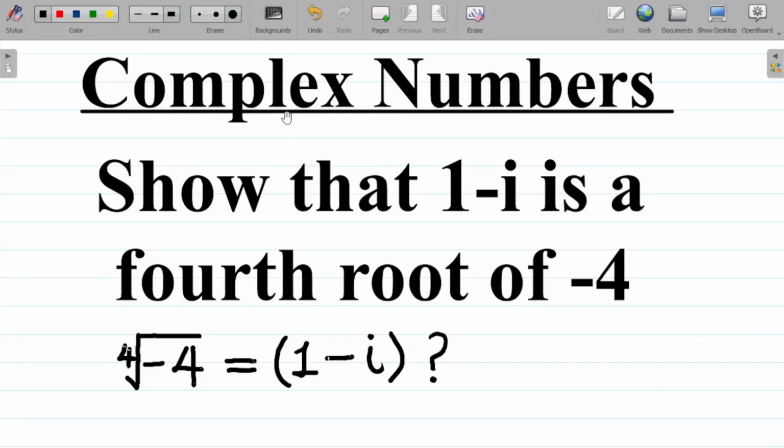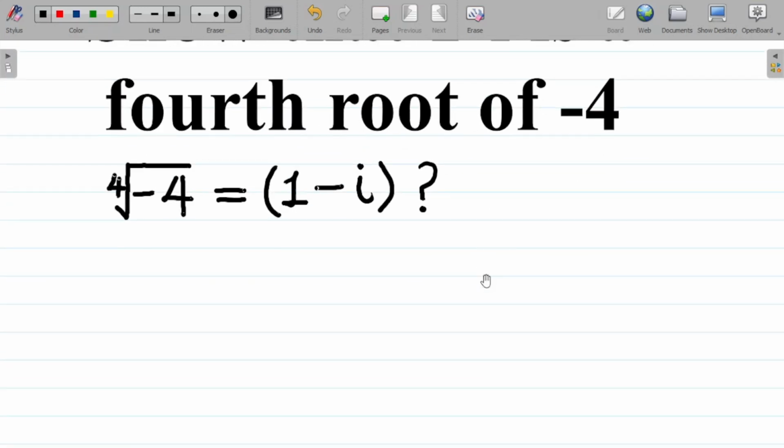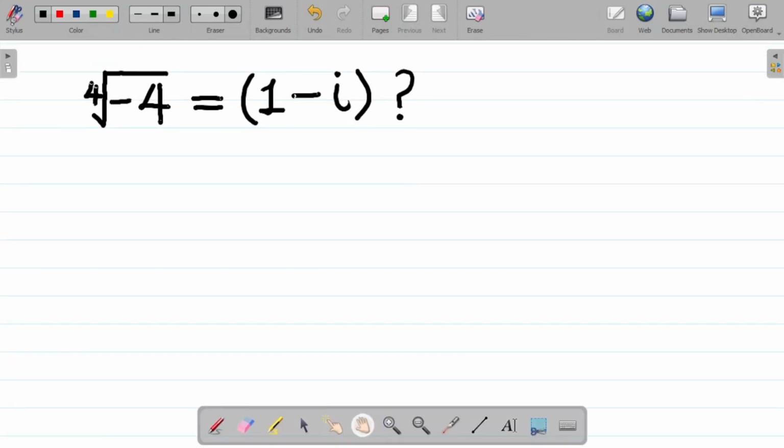So in this class on complex numbers, we'll be trying to solve this question that says, show that 1 minus I is a fourth root of minus 4. Okay. So how do we solve this? So first things first, when we say fourth root, this is what fourth root means. This is the mathematical symbol for fourth root, which is this one here. So you're asked to show that the fourth root of minus 4 is equal to 1 minus I.